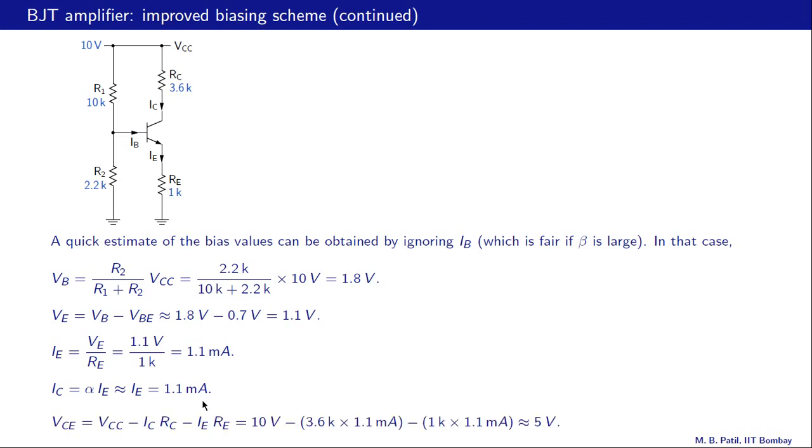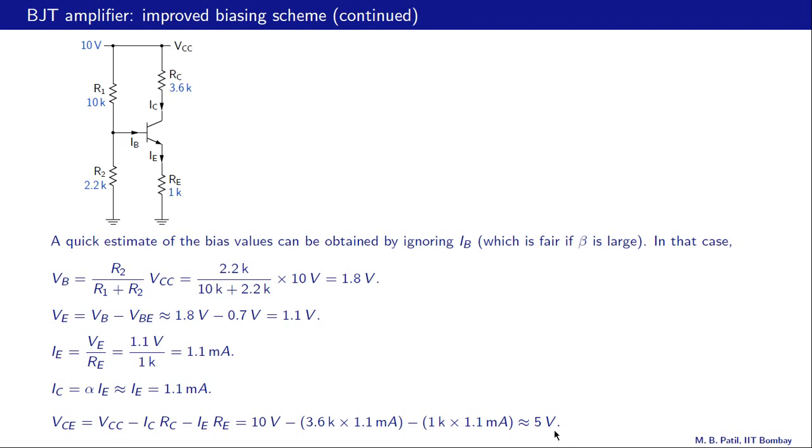And then we can quickly find VCE, VCC minus ICRC minus IERE. VCC minus this voltage drop minus this voltage drop, that is VCE. So that is 10 minus 3.6 K times 1.1 milliamp, that is ICRC, minus 1 K times 1.1 milliamp, that is IERE, and that turns out to be 5 volts.